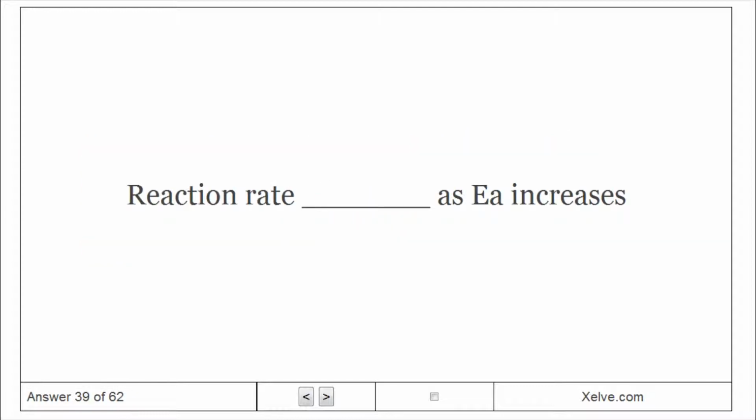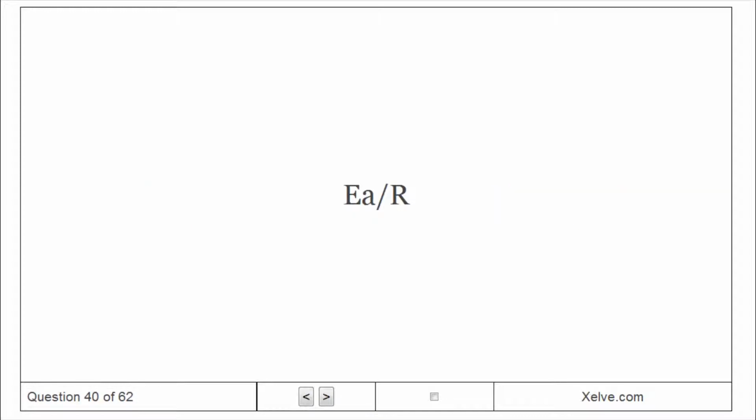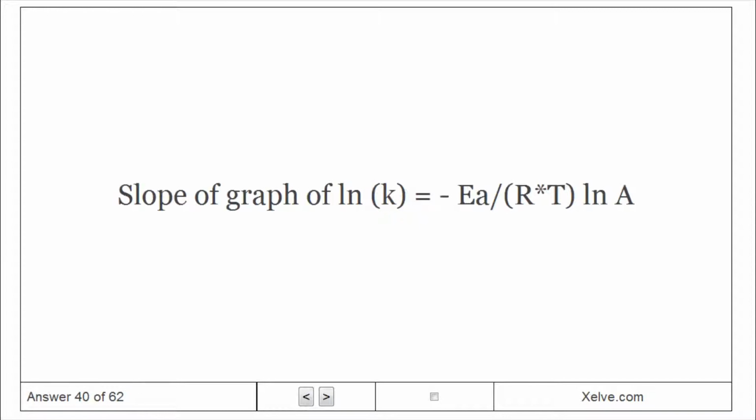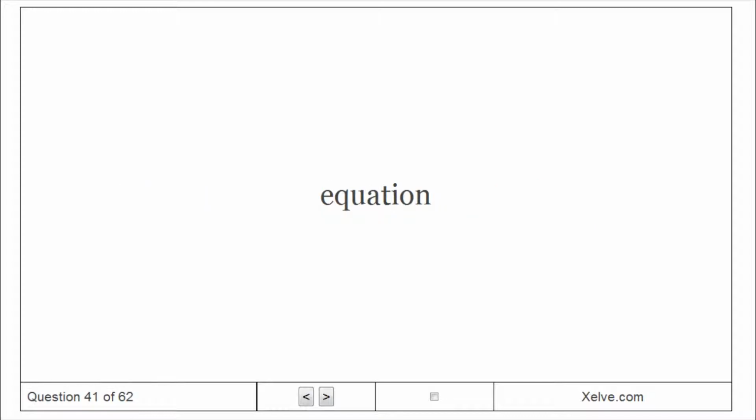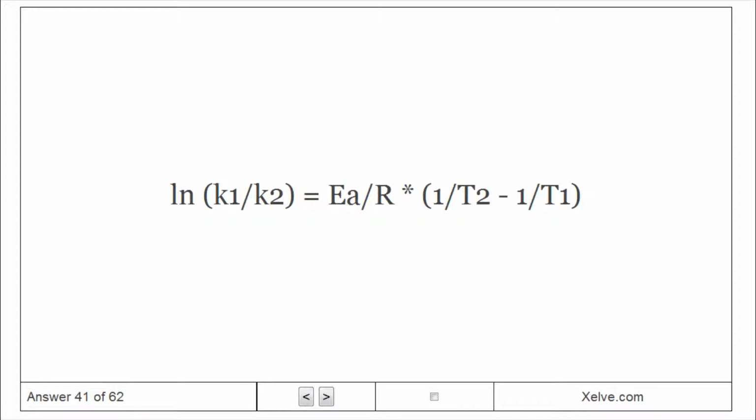Decreases. Reaction rate decreases as Ea increases. Ea/R. Slope of graph of ln k versus 1/T equals negative Ea/R, with intercept ln A. Equation: ln k equals negative Ea/R times 1/T plus ln A.